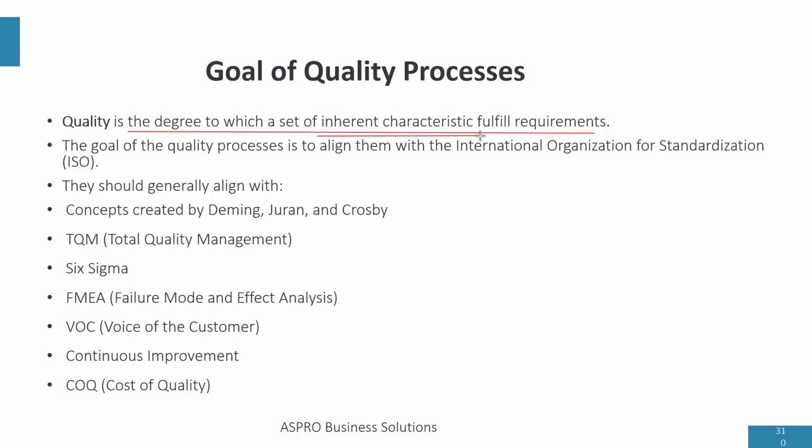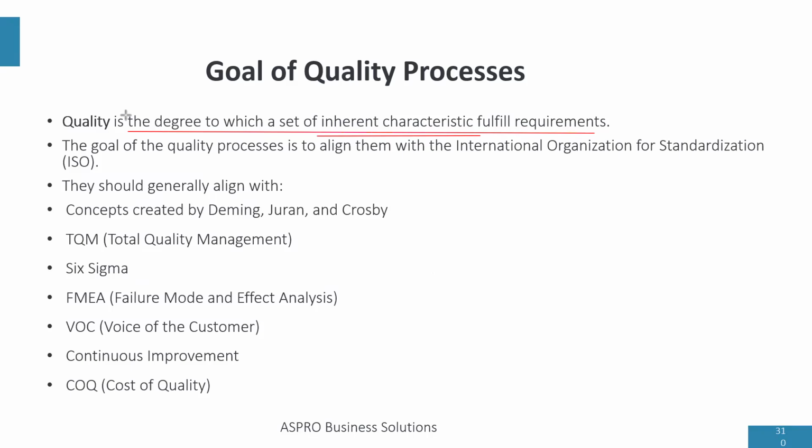Now, the goal of quality processes is to align them with the International Organization for Standardization. And this means that we are also looking at the fact that processes can be standardized. ISO is a global body that is into quality and standardization. So it is to ensure that our processes align with global standards, ISO standards as well.